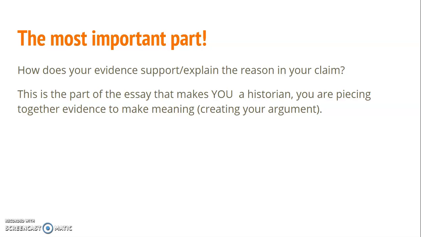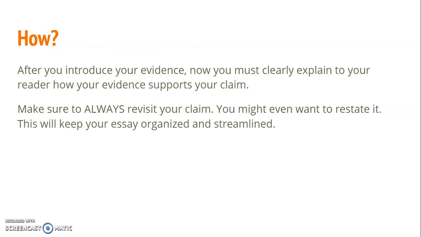So for our purposes, we're writing a historical essay. This is the part of the essay that makes you a historian. This is kind of the bridge. This is how I like to look at it: you're piecing together evidence to make meaning. You're creating your argument. So I like to think of it as a bridge between your claim and your evidence. If you have a good claim and you have good sources, the reasoning is that bridge between the two, and that's where your argument is. This is where you come in and explain why you are correct. Why does your evidence support your claim?